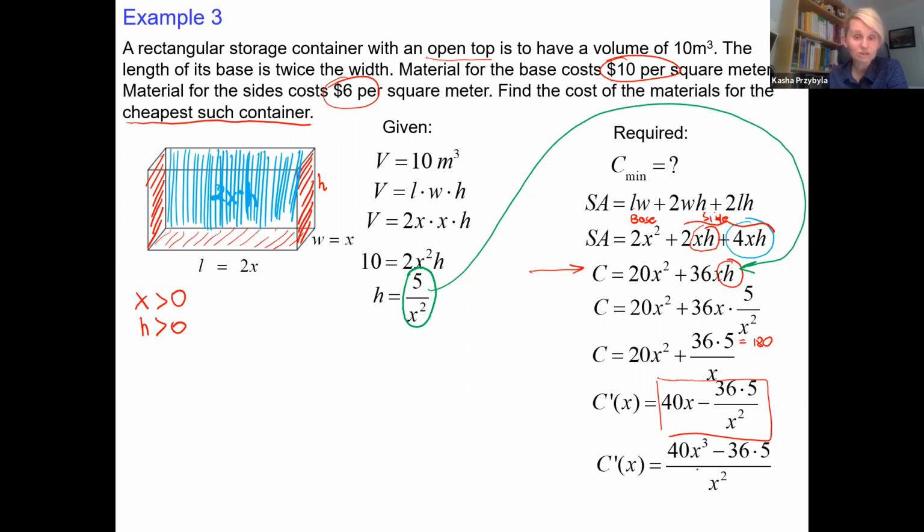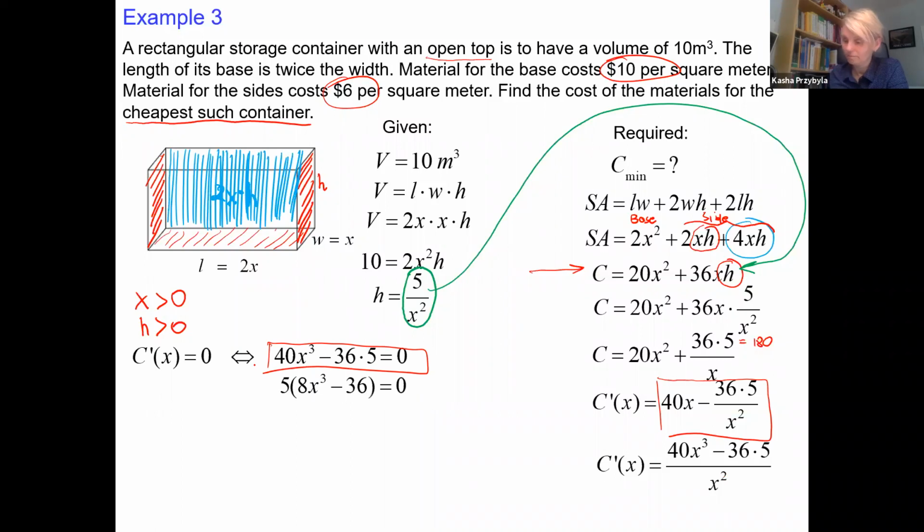And of course, critical points are the zeros from the numerator and zeros from the denominator, but we will skip the zeros from the denominator because it will give me 0. X cannot be 0. It must be, of course, greater than 0. That means the only thing that I will focus on is the 0 on the top. The derivative is 0 if the numerator is 0.